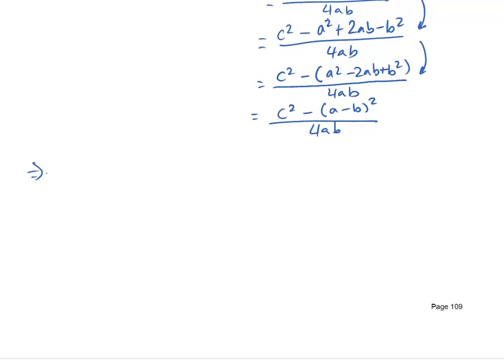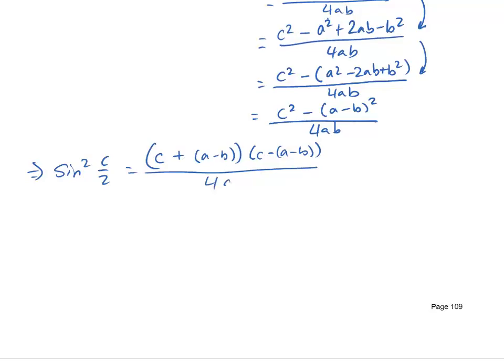So this then means that I can rewrite sine squared of c over 2 as (c plus a minus b) times (c minus a plus b) over 4ab, since there's a difference of squares on top. Something squared minus something squared means something plus something times something minus something. Simplifying inside, the first one becomes c plus a minus b, and the second one is c minus a plus b, just distributing the minus sign.